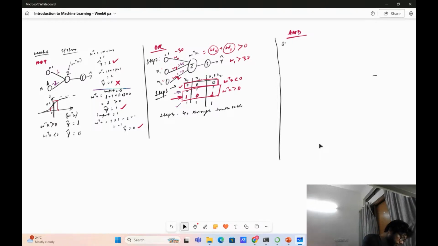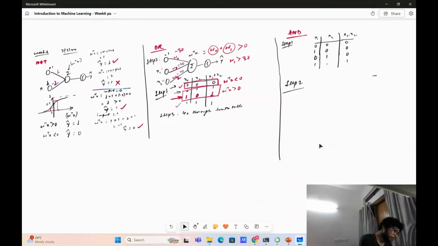Step one is to write the truth table. So x1, x2, and then x1 dot x2. If x1 and x2 are both 0, then it's 0. Then x1 is 1, x2 is 0, output 0; x1 is 0, x2 is 1, output 0; x1 is 1, x2 is 1, output 1. This is step one. We construct the truth table.